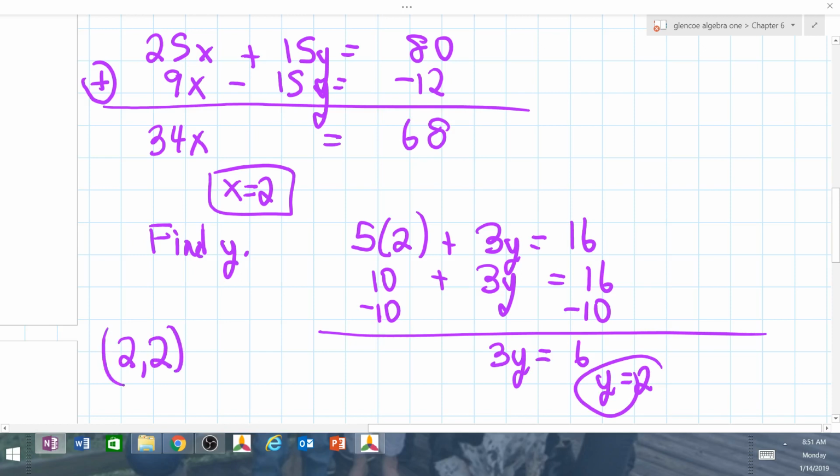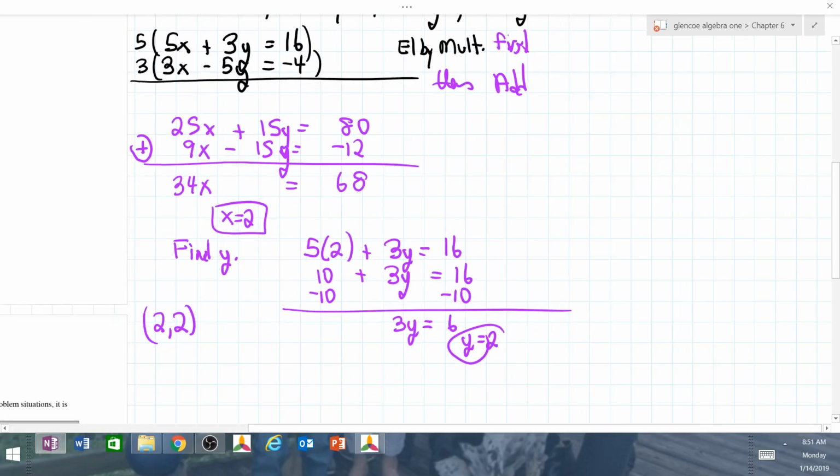Check your answer in both, even if you do it mentally. You can check with a friend.